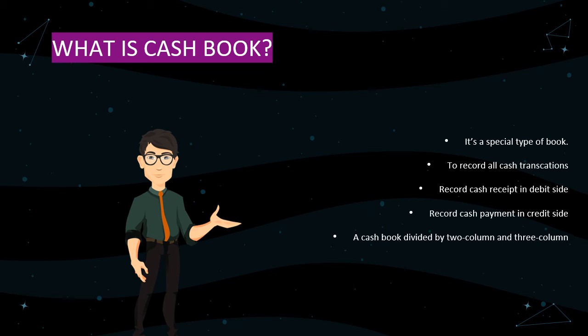Both two-column and three-column cash books have the same function. A cash book lets you see the daily balance of cash on hand or bank balance. A cash book is a primary source of information on any cash operation taking place in the company. Thus, it can be used to verify the data recorded in the general ledger.